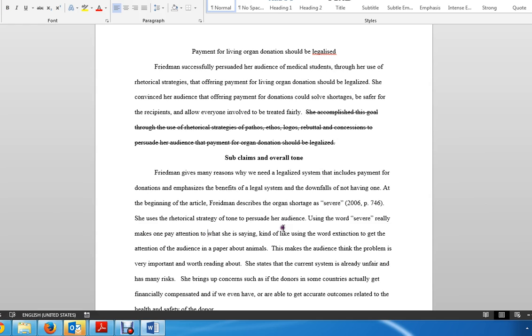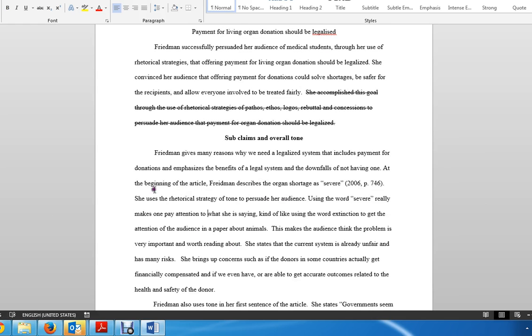Friedman gives many reasons why we need to legalize a system that includes payment for. So I'm reading to myself. Benefits of the legal system and the downfalls of not having one. At the beginning of the article, Friedman describes the organ shortage as severe. She used a rhetorical strategy of tone to persuade her audience. Really makes one pay attention. Don't say one. Her audience. Always say her audience, because she has a specific audience, and that's what we're looking at. To what she's saying, kind of like using the word extinction to get the attention of the audience in a paper about animals. Okay, we don't need this.